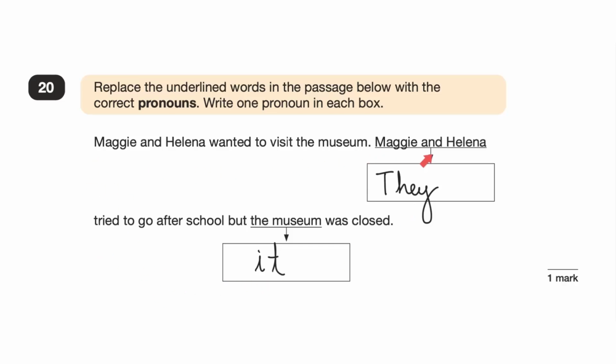Maggie and Helena wanted to visit the museum. They tried to go after school, but the museum, it was closed. Perfect. Take the mark, move on to the next question.